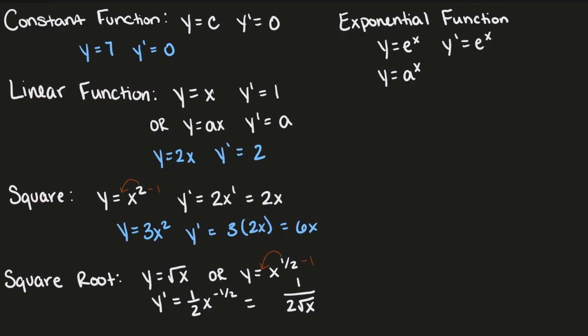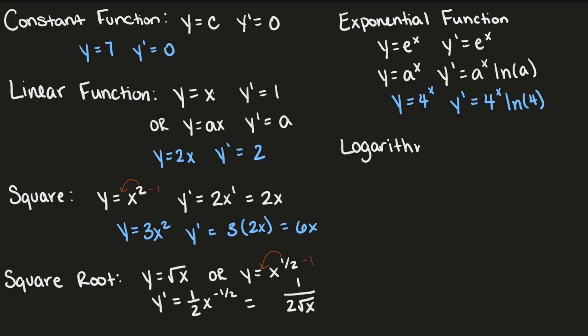Now when we have some base a raised to the x power, our derivative y prime is going to be equal to a to the x times ln a, or the natural log of a. So for example, if we have y equals 4 to the x power, then y prime will be equal to 4 to the x ln 4.